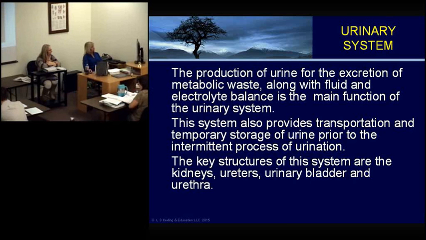The urinary system: the production of urine from the excretion of metabolic waste along with fluid and electrolyte balance is the main function of the urinary system. This system also provides transportation and temporary storage of urine prior to the intermittent process of urination. The key structures of this system are the kidneys, ureters, urinary bladder, and urethra.